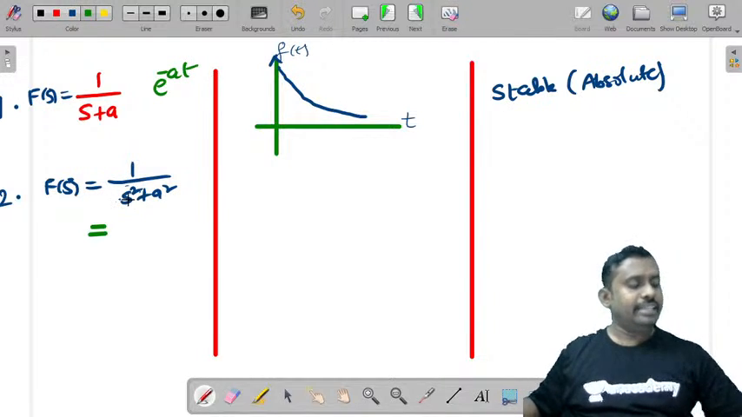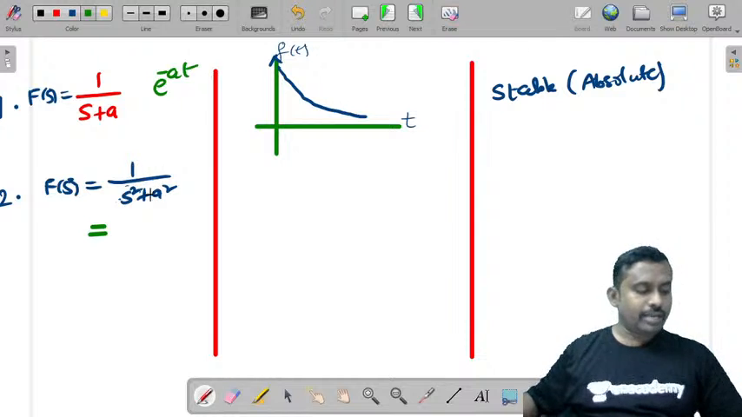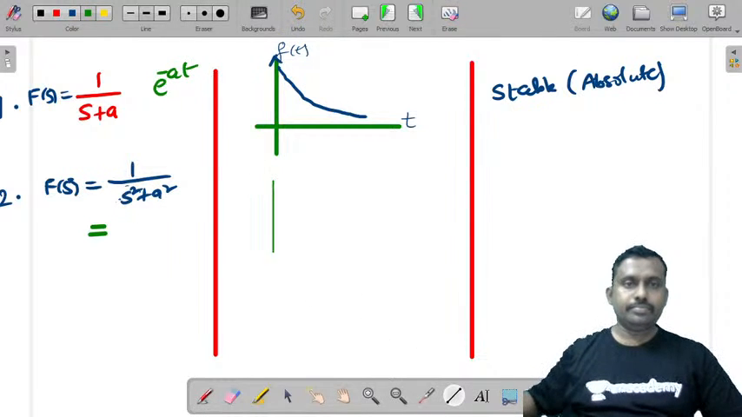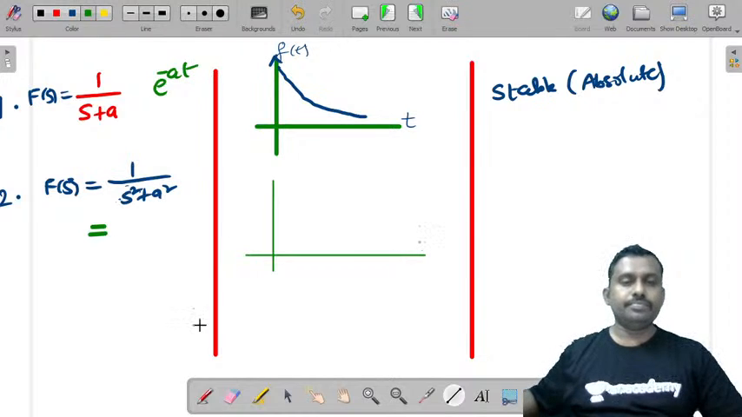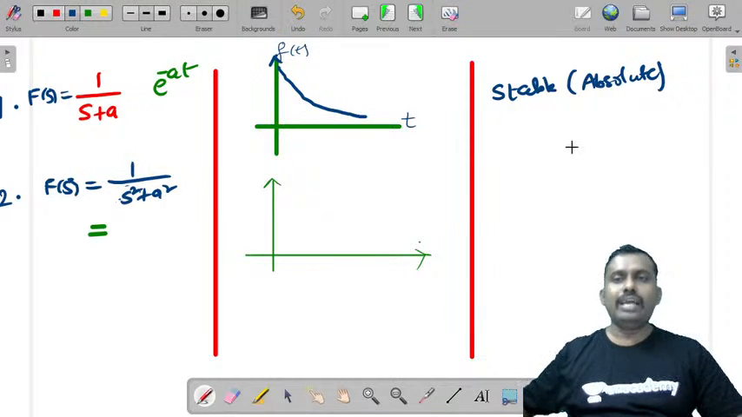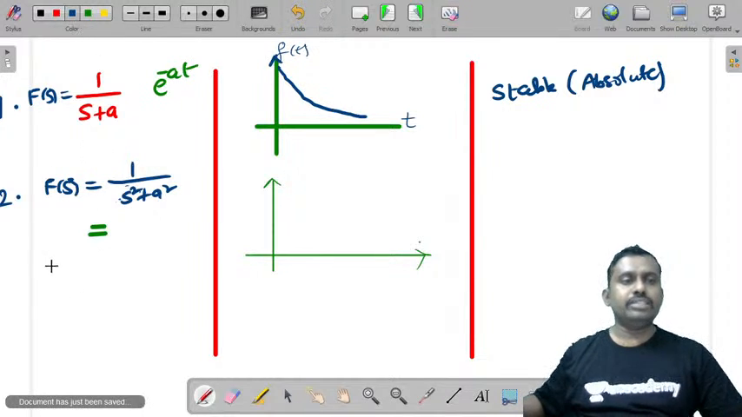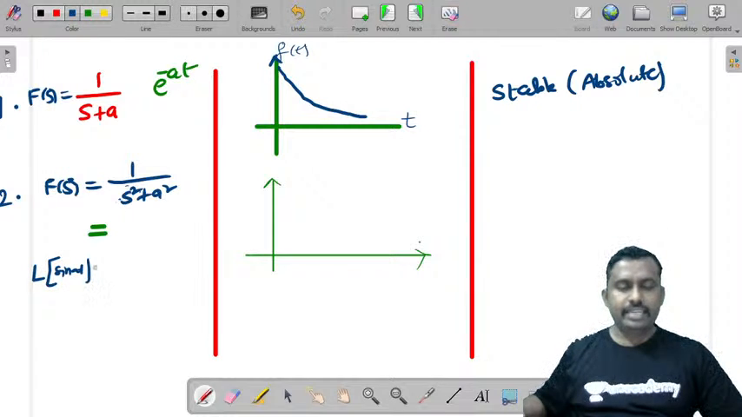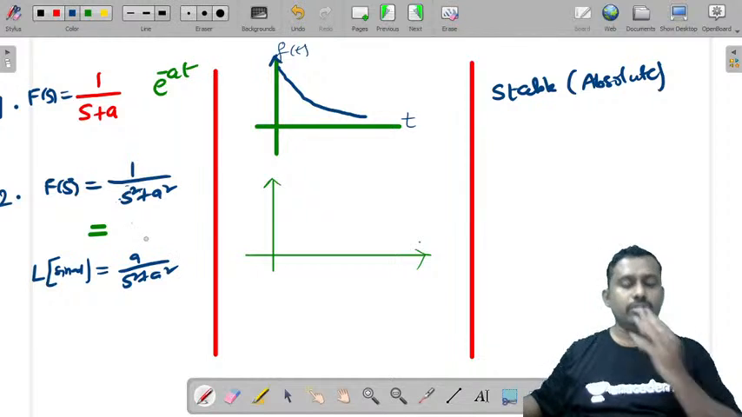First, try to write the inverse Laplace transform of the given transfer function 1 by s square plus a square. I'll just write the Laplace formula first: Laplace of sine at is equal to a by s square plus a square. You should know the Laplace inverse formula.